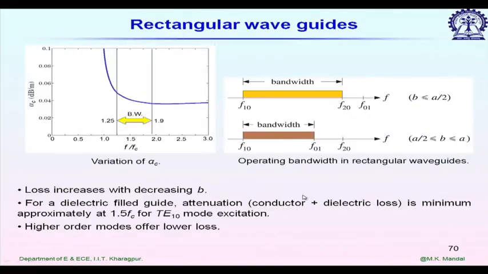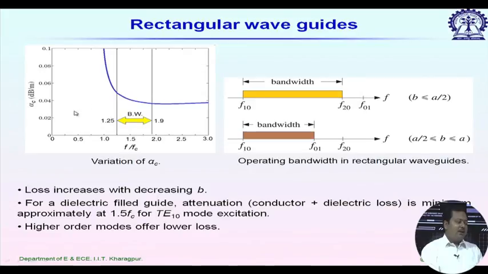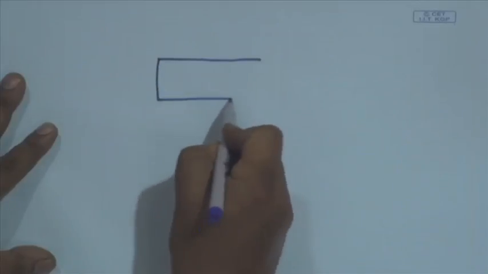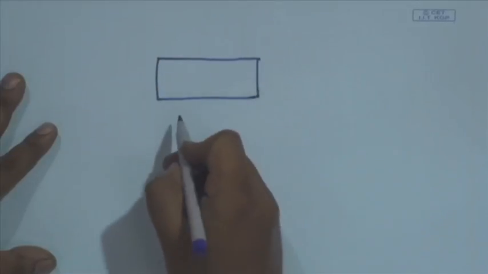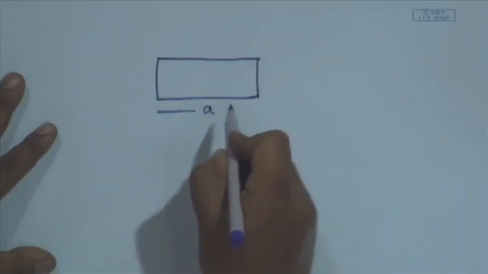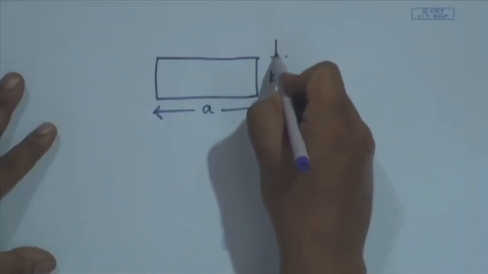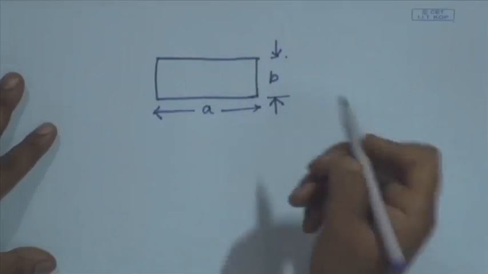How to choose the bandwidth of operation for a given rectangular waveguide? So we are considering here only alpha c, that means the air filled rectangular waveguide. We are plotting alpha c versus f by fc. Now let us consider a rectangular waveguide cross sectional view. So the broadside dimension is A and its height is given as B.